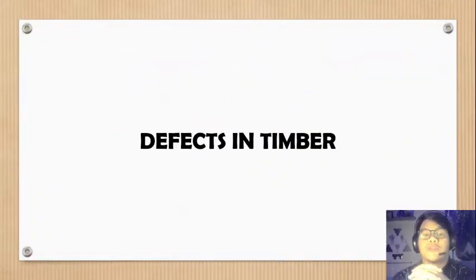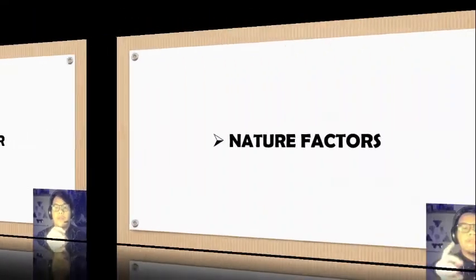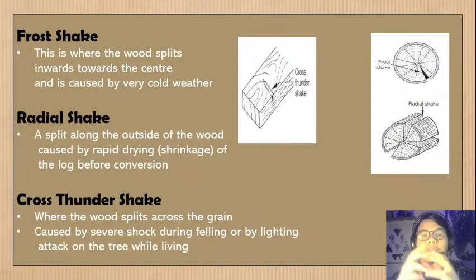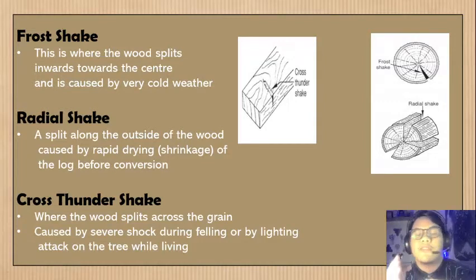Next, we will go through defects in timber. Firstly, in our list, we have natural factors. First, we have frost shake. This is where the wood splits inward towards the center and is caused by very cold weather, as you can see on the first graphic shown there.